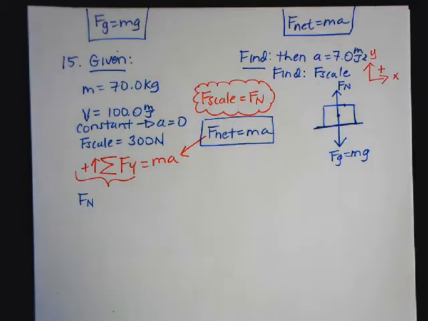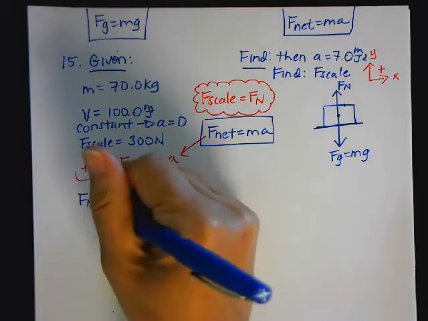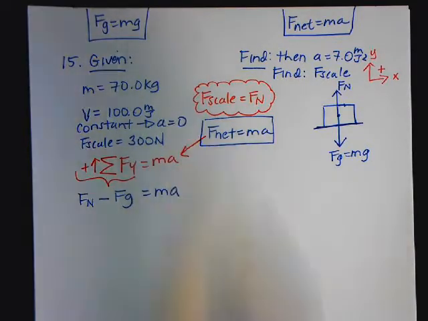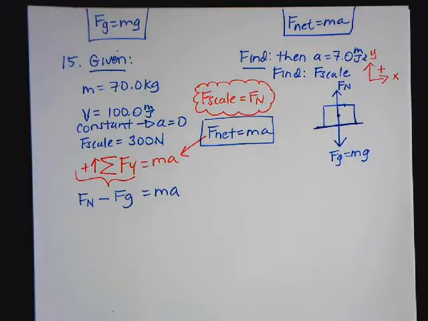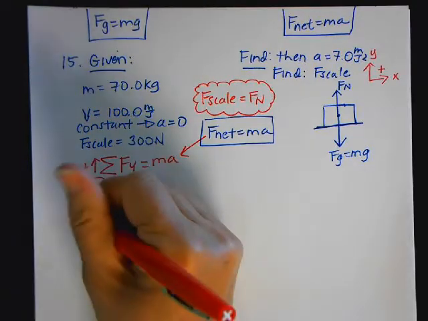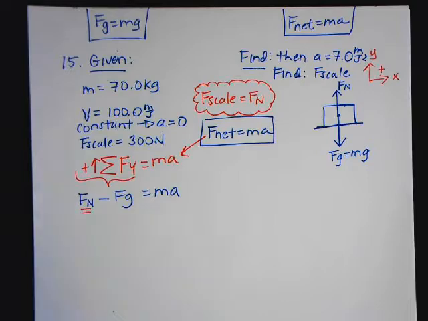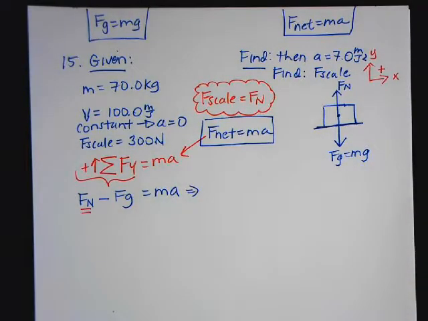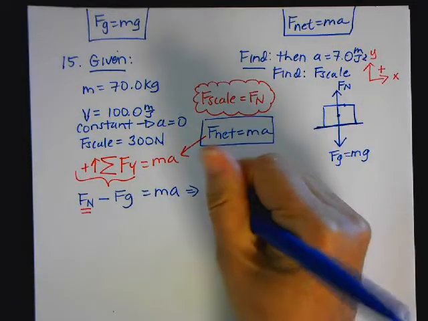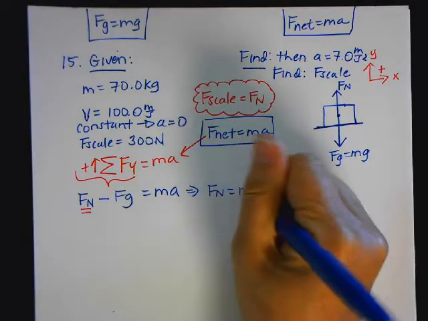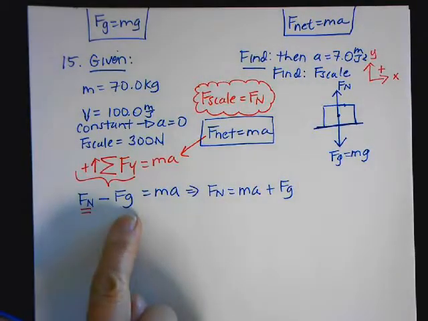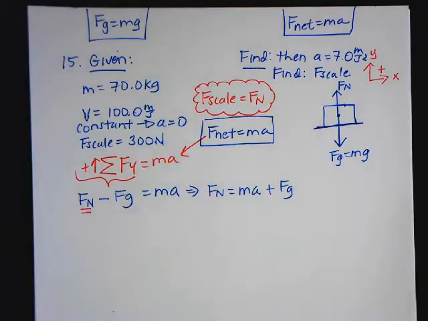Then I'm going to look at my only other force here, which is the weight, and that's pointing down. So this is going to be minus F_G, and that's equal to ma. Remember, the normal force is what I want to solve for because that's the reading on the scale. So I'm going to rearrange the equation to solve for the unknown in terms of the known. So F_N is equal to ma plus F_G. All I did was take this F_G and move it to the other side of the equal sign.